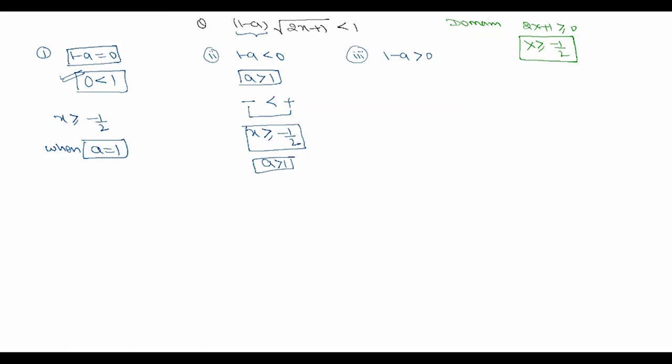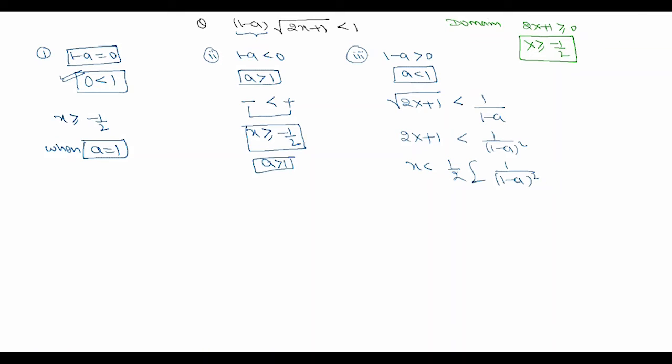Now when 1 minus a is greater than 0, that is when a is less than 1, in this case 1 minus a is positive. So what I can do is take 1 minus a on the right hand side. So I can simply write it as 2x plus 1 is less than 1 upon 1 minus a. So now I can square it. When I square it, I'll get 2x plus 1 is less than 1 upon 1 minus a whole square, or x is less than 1 by 2, 1 upon 1 minus a whole square, and then minus 1, when a is less than 1.